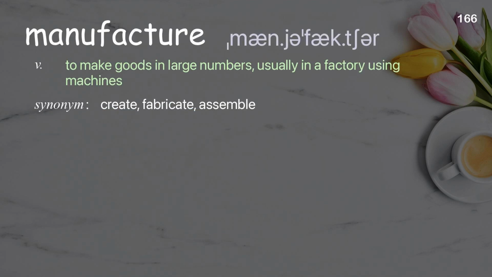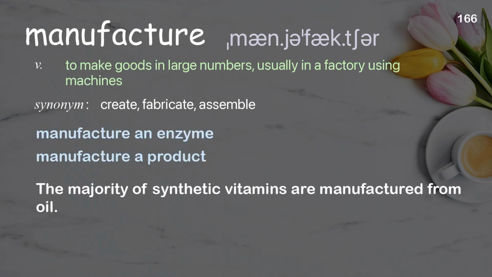Manufacture. To make goods in large numbers, usually in a factory using machines. Examples: Manufacture an enzyme, manufacture a product. The majority of synthetic vitamins are manufactured from oil.